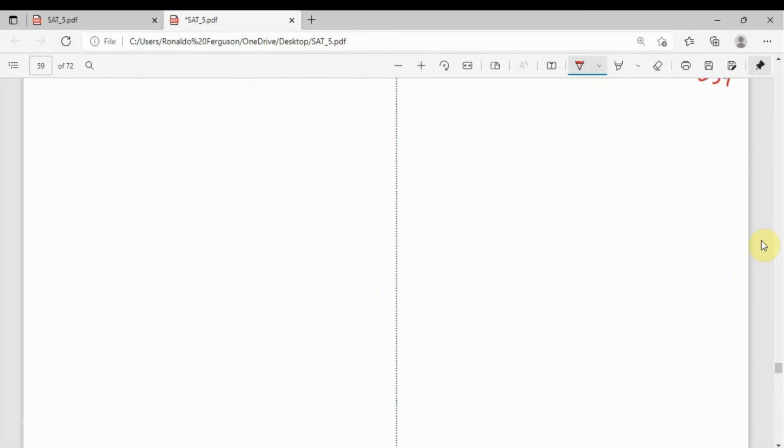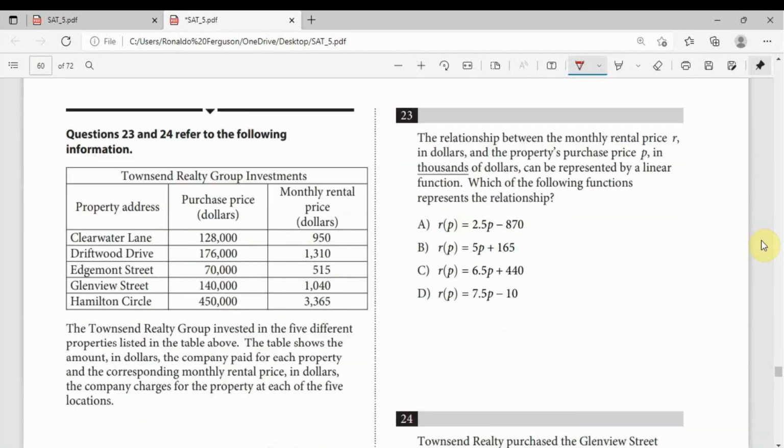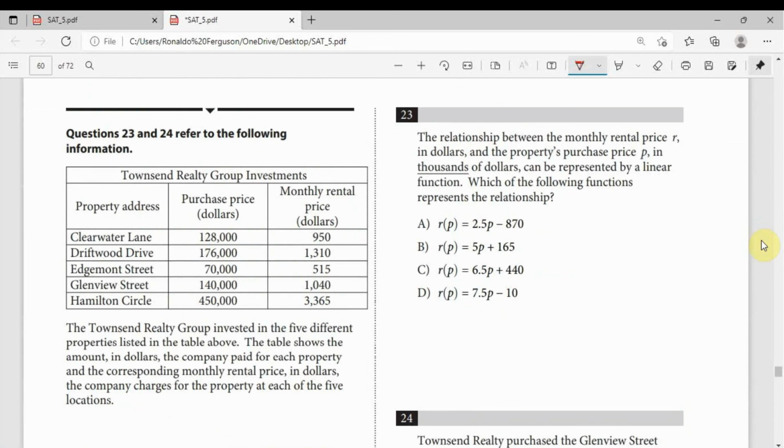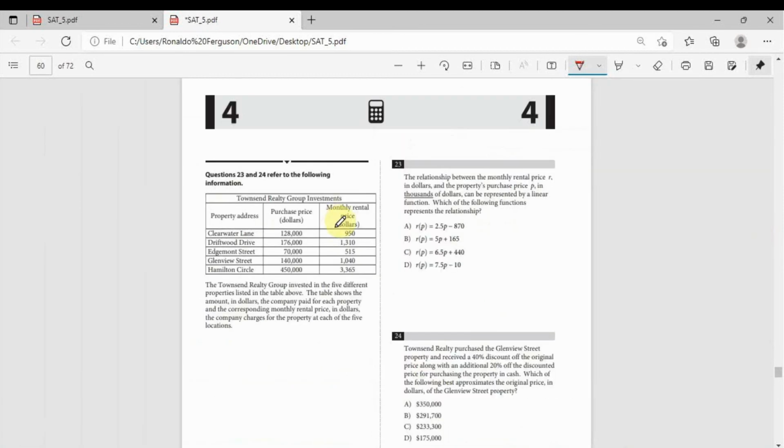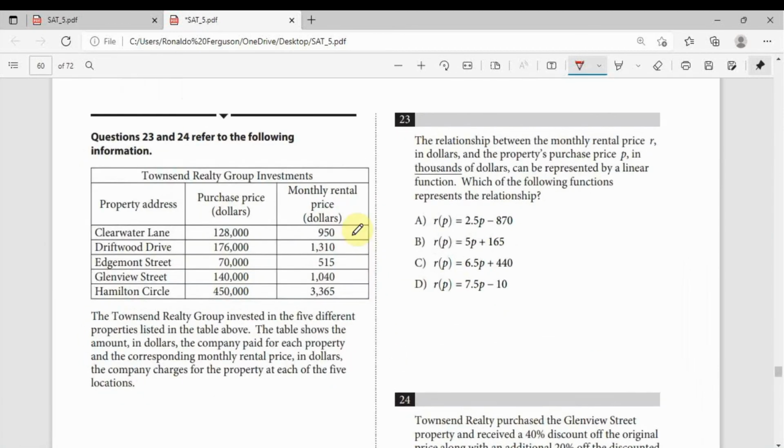All right, the next one, which is question 23. My gosh, why do they want us to read so much? All right, let's look at this now. I'm just going to skim through, guys, because as I say, it's a whole heap of nothing sometimes. They tell us, looking at the table, we have price, purchase, and monthly rental costs.